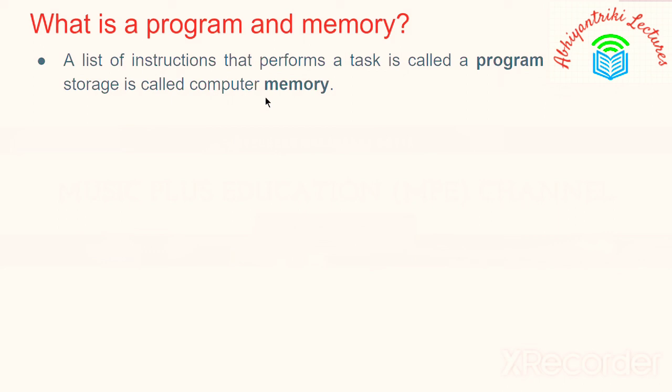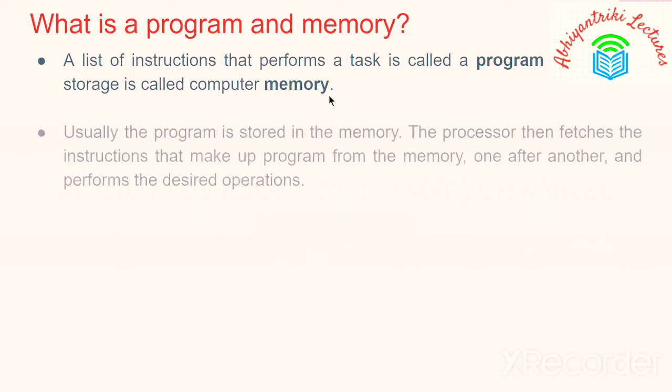Where do you store that program? In the memory. And where do you store the data that are used in the program? In the memory. So that is internal storage. Usually the program is stored in the memory. The processor then fetches the instructions that make up the program from the memory one after another and performs the desired operation. So before the processor performs any operation, that program must be stored in the computer memory.